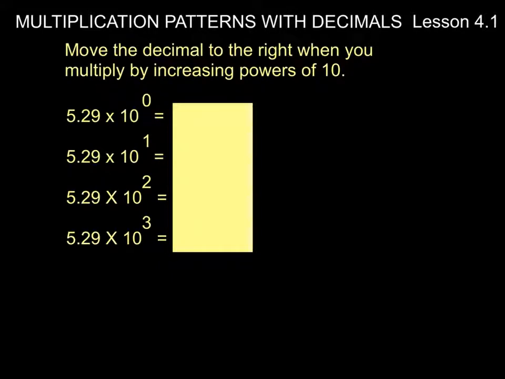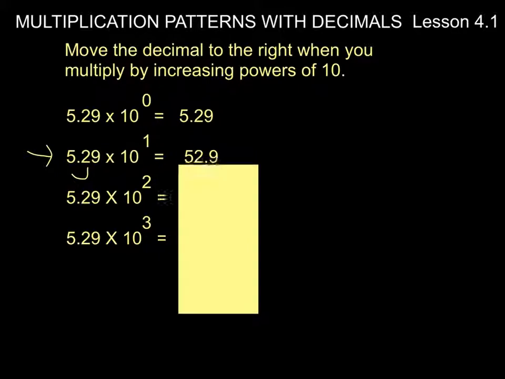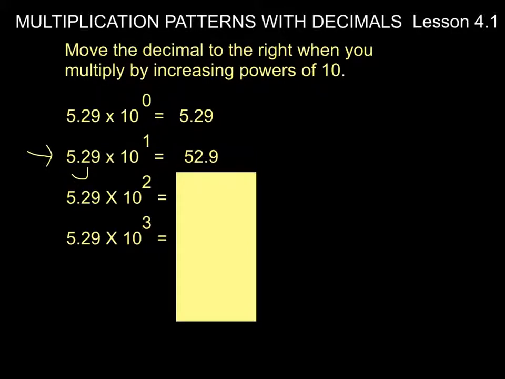First, we're going to multiply 5 29 hundredths by 10 to the first power, which is 10. When we multiply by 10, we simply move the decimal over 1 to the right, and this gives us a solution of 52 9/10. And this solution is reasonable because whole number 5 multiplied by 10 is equal to 50.